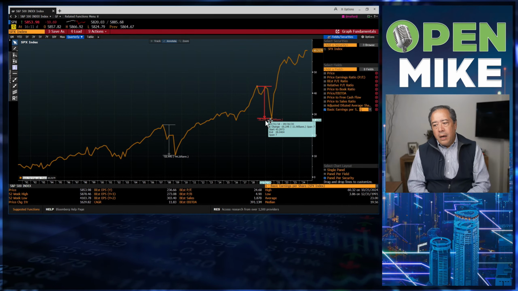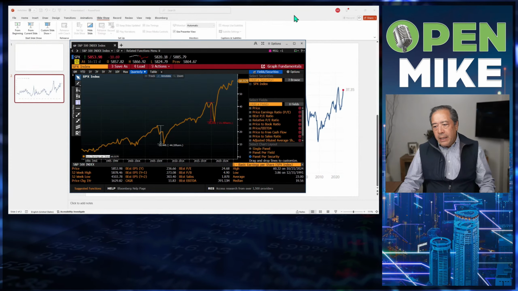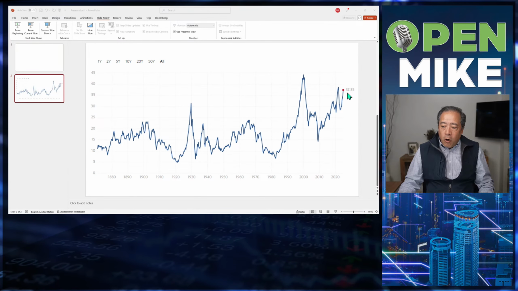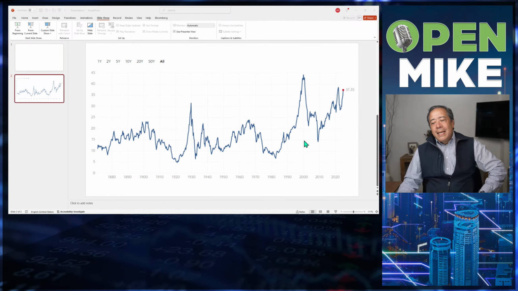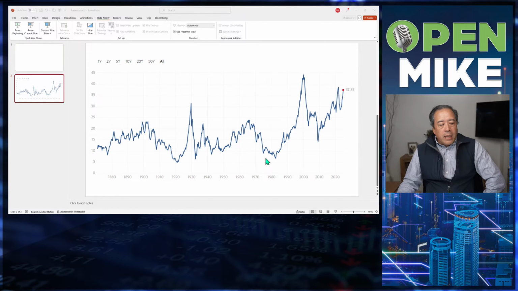Nevertheless, I'm going to mute a little bit what this CAPE ratio is saying because these recent ones incorporate a couple of really low earnings that dragged it down.